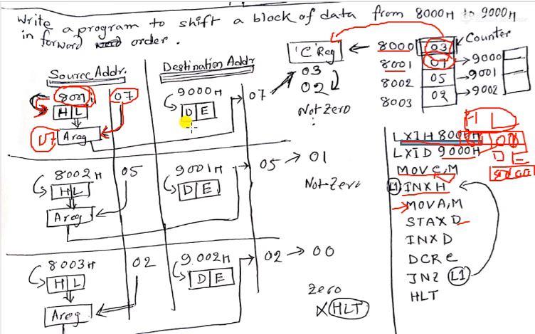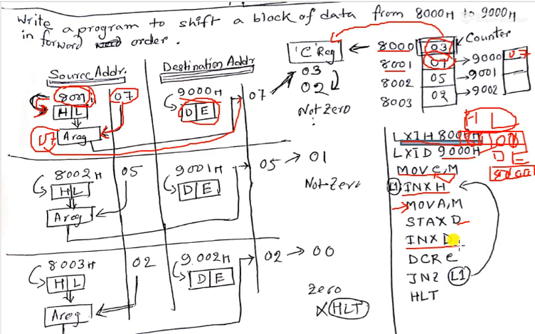So what is the content of the D register pair? The D register pair holds 9000, and we have to move this value 07 to the 9000 location. So in the 9000 location, what will be stored? That is 07. Okay.